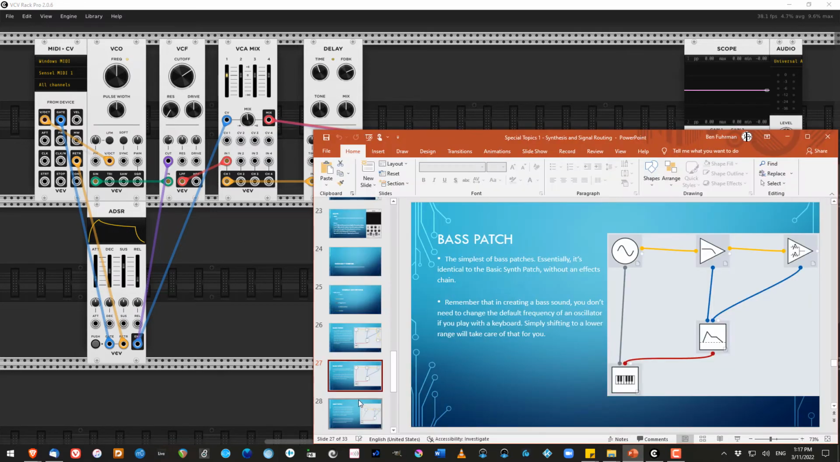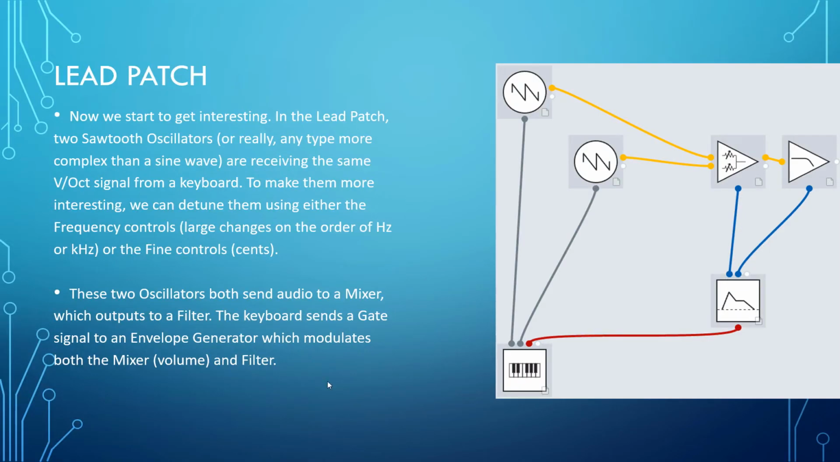Moving on from that, let's create a lead. In this lead patch, I am using two specific oscillators. These are sawtooths, but really anything more complex than a sine wave will work. They receive the same volts per octave signal from the keyboard, but then to make them more interesting, I'm going to detune them using the frequency controls, or I can use fine controls in the form of cents. So frequency would be large scale in the order of hertz, fine would be smaller.